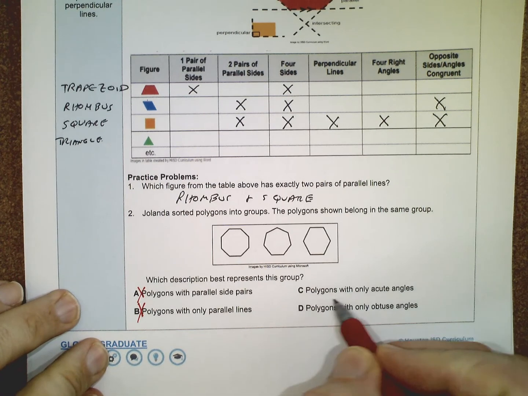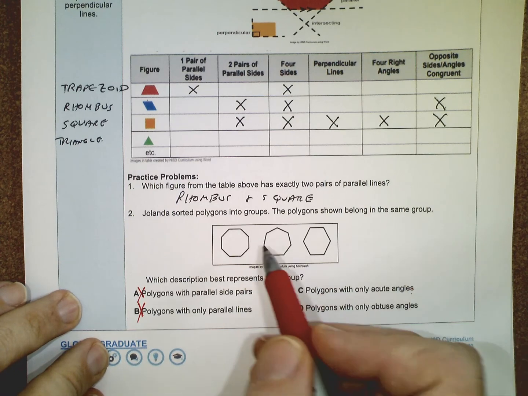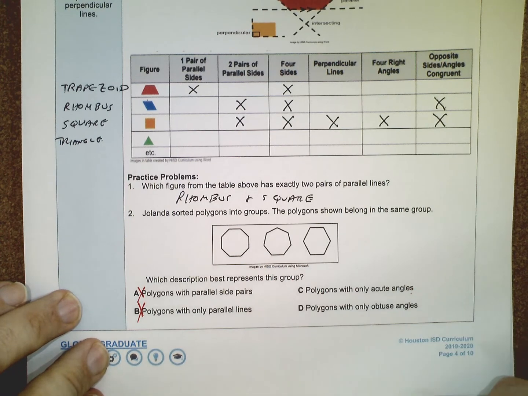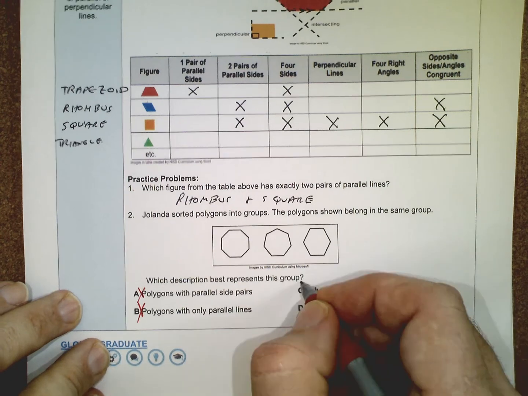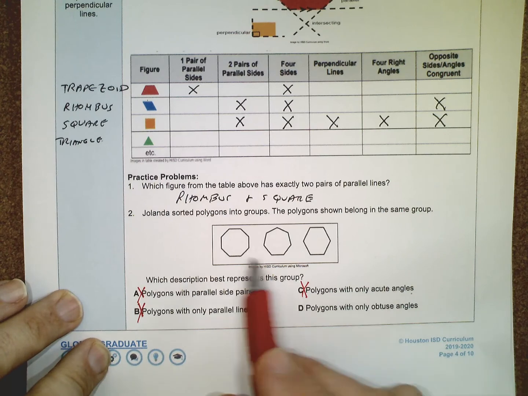Okay, polygons with only acute angles, polígonos que solo tienen ángulos agudos. Pues viendo esto, ninguno tiene ángulo agudo. Ok, entonces eso no funciona. Ok, entonces none of them have acute angles, so that doesn't apply.